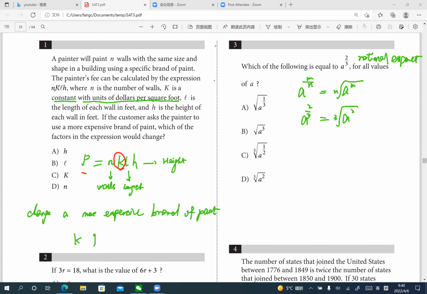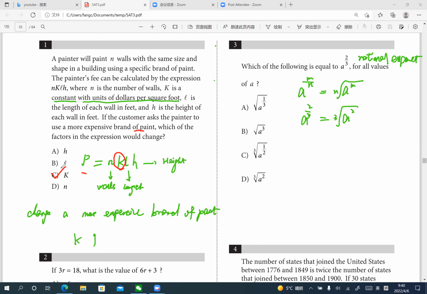According to the question, k is a constant with units of dollars per square foot. So we can imagine if the painter decides to use a more expensive brand of paint, the k definitely will change, will increase. So we should choose option C, question 1.